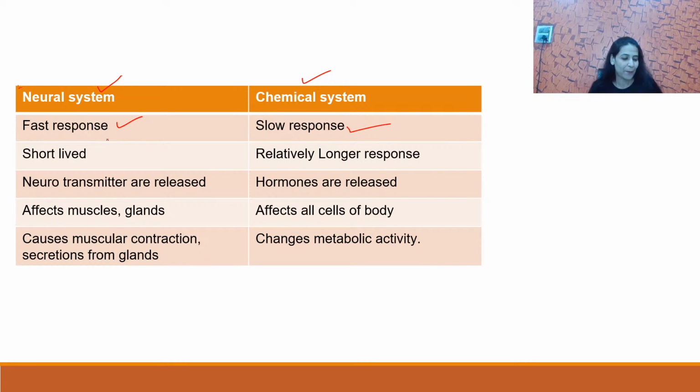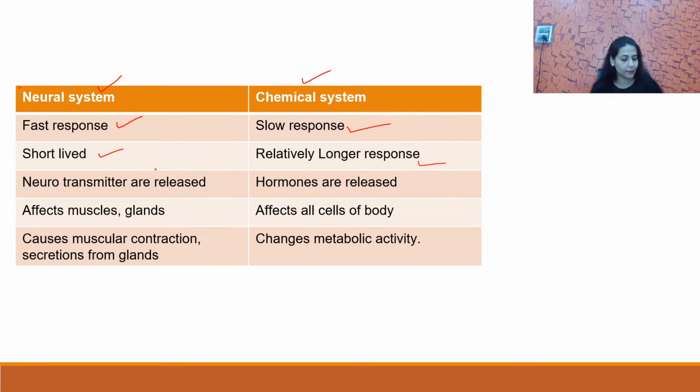Right? Okay. So neural system is a very fast response, whereas chemical system is a slow response. It takes time. Chemicals are released. In the neural system, the effect is short-lived. It's just the movement of your hand, you're speaking, they're all coordinated by the neural system. Whereas for the chemical system, the effect is relatively long-lived, because it causes physiological changes.